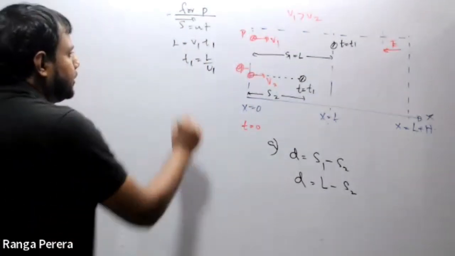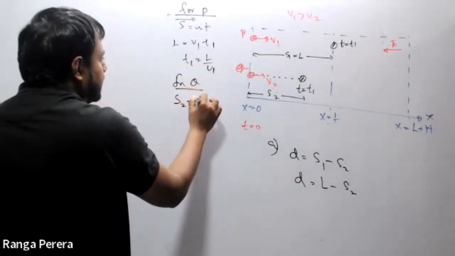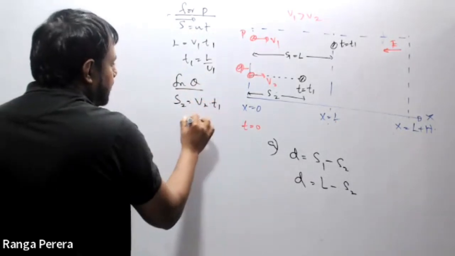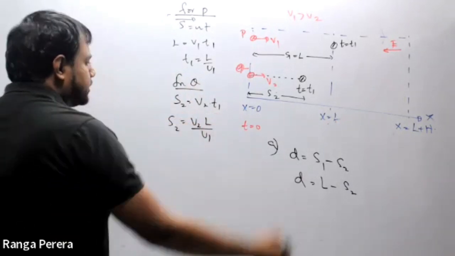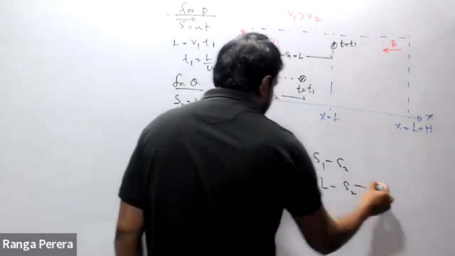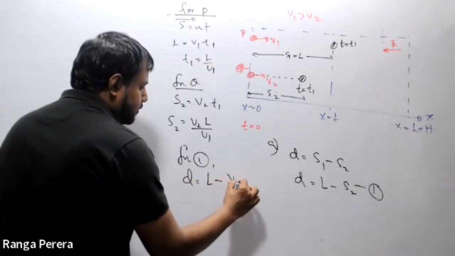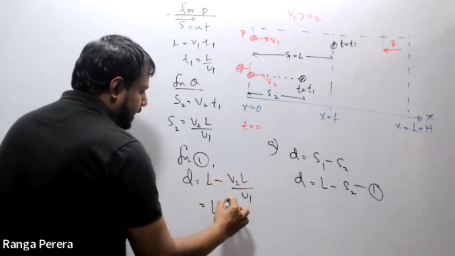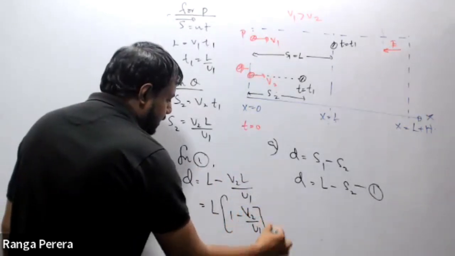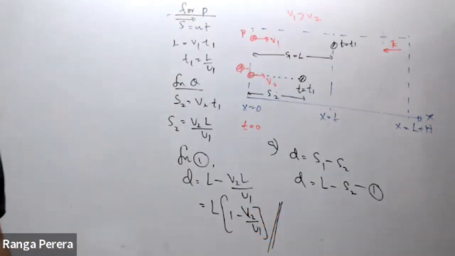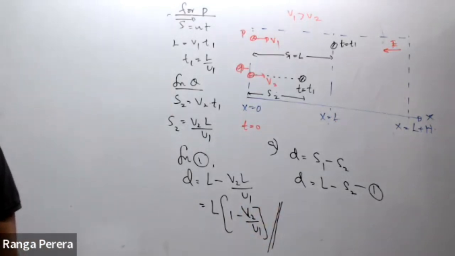So what is the value of S2? For Q, S equals ut, then v2 into t1. S2 equals v2 times L divided by v1. Just substitute there. Let's say number 1. From number 1, D equals L minus v2 L divided by v1, which is L times 1 minus v2 divided by v1. This is the answer.